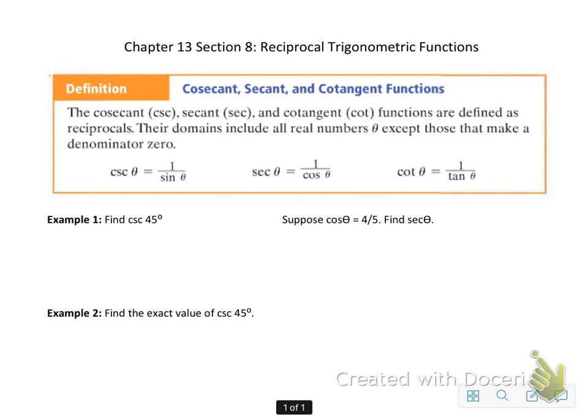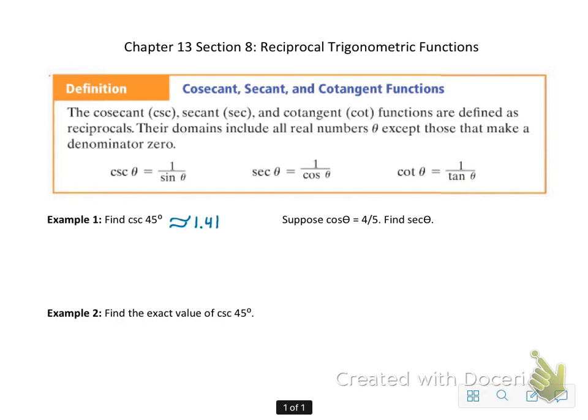Now, when you're trying to find cosecant of 45, like we are in example 1, a lot of times you can just plug it into your calculator. And that makes it very simple. So cosecant is in your calculator. You plug in 45, and you end up with about 1.41. Now this is an approximation. Later we'll find the exact value in example 2. For now, let's find the approximation.